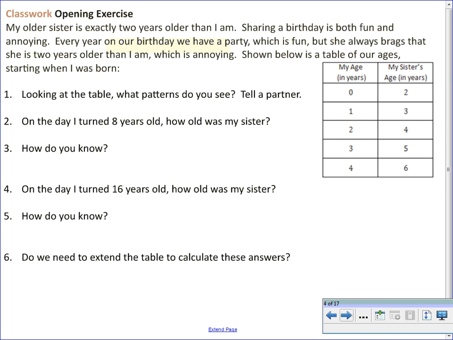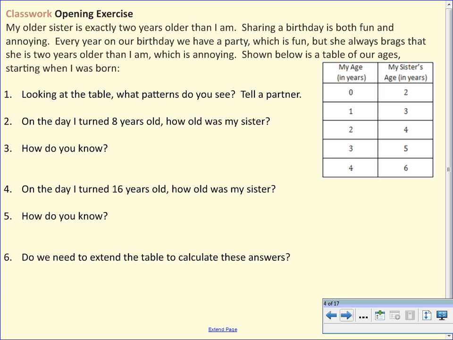My older sister is exactly 2 years older than I am. Sharing a birthday is both fun and annoying. Every year on her birthday, we have a party, which is fun. But she always has to brag to her friends that she's 2 years older than I am, which is so annoying. Shown below is a table of our ages starting when I was born.